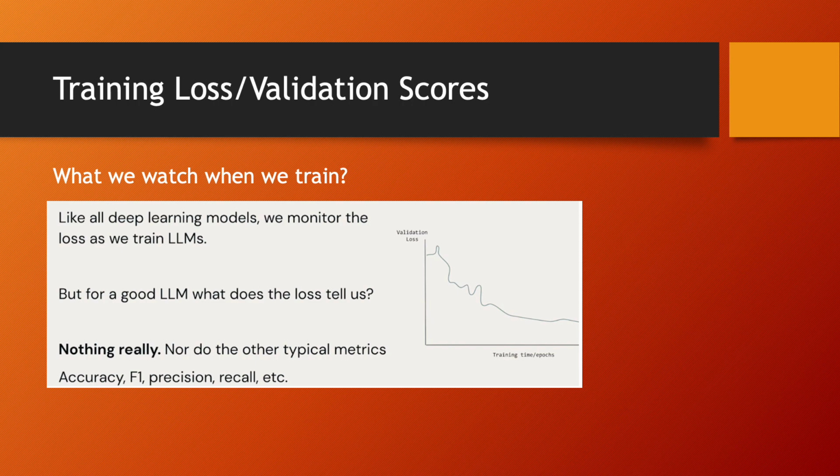So of course, we have training, loss, and validation scores. During the training, what do we watch? Like all deep learning models, we monitor the loss as we train LLMs. But for a good LLM, what does the loss really tell us? Nothing really. Nor do the other typical metrics like accuracy, F1, precision, recall, etc.